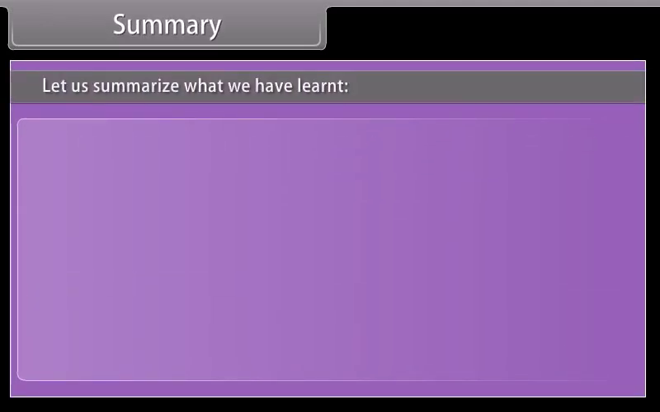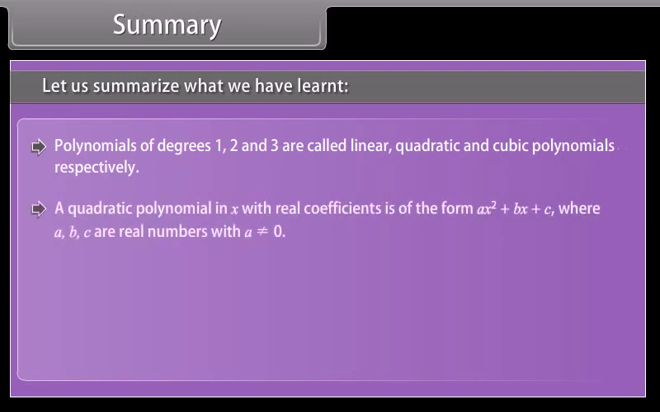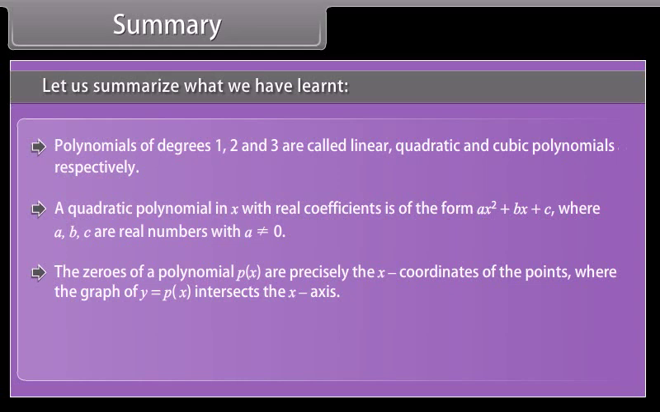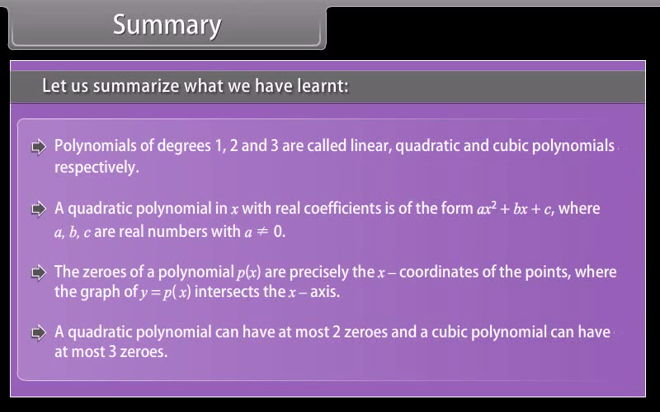Summary. Let us summarize what we have learned. Polynomials of degrees 1, 2, and 3 are called linear, quadratic, and cubic polynomials respectively. A quadratic polynomial in x with real coefficients is one of the form ax squared plus bx plus c, where a, b, and c are real numbers with a not equal to 0. The zeros of a polynomial p(x) are precisely the x-coordinates of the points where the graph of y equals p(x) intersects the x-axis. A quadratic polynomial can have at most 2 zeros and a cubic polynomial can have at most 3 zeros.